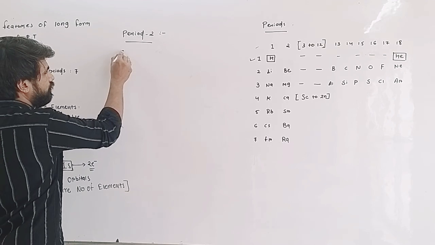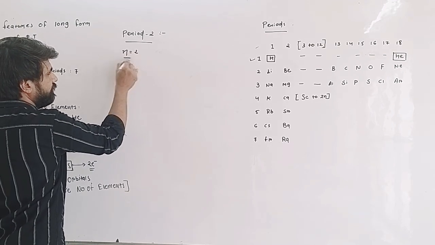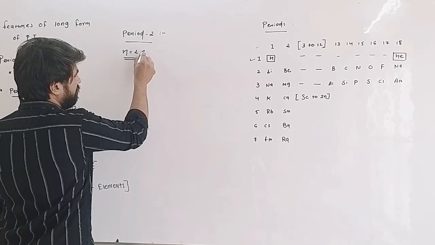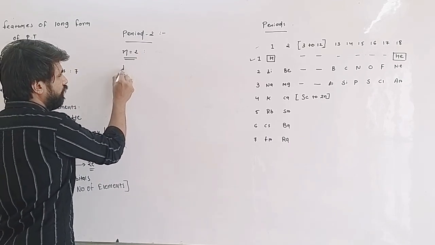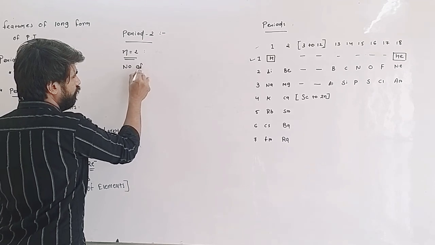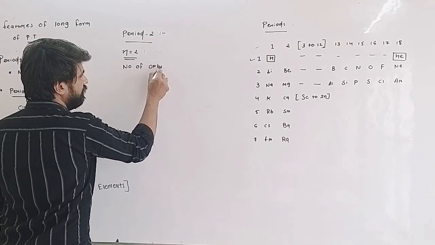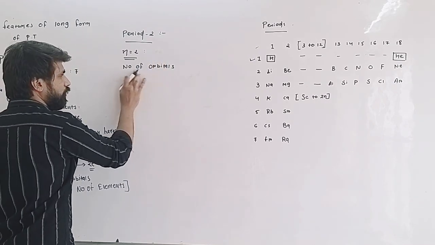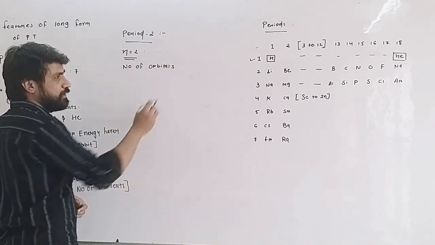So first of all find out n is equal to 2. That shell will be filled. What number of orbitals are there? That we don't know, but which orbitals are present, we can find out now.